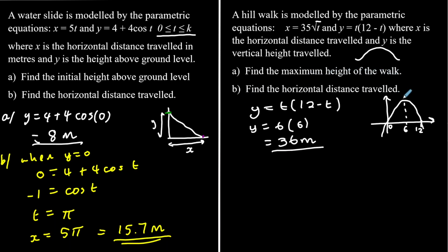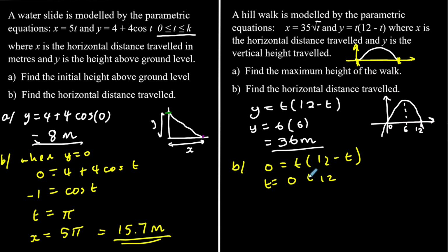Find the horizontal distance travelled. So it's a hill walk. The horizontal distance travelled, we want to know where it crosses the x-axis. That's when y equals 0. We already know that, it's at 0 and 12. So when t is 0 and t is 12.